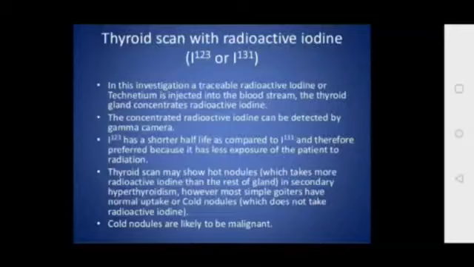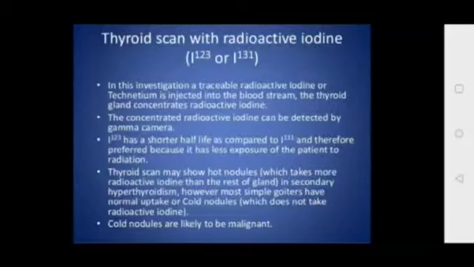In this investigation, a traceable radioactive iodine or technetium is injected into the bloodstream. The thyroid gland concentrates radioactive iodine, and the concentrated radioactive iodine can be detected by a gamma camera. Iodine 123 has a shorter half-life compared to 131. In case of 123, it is only 13 hours, and in case of 131 it is 8 days. Iodine 123 is therefore preferred because it gives less radiation exposure to the patient.